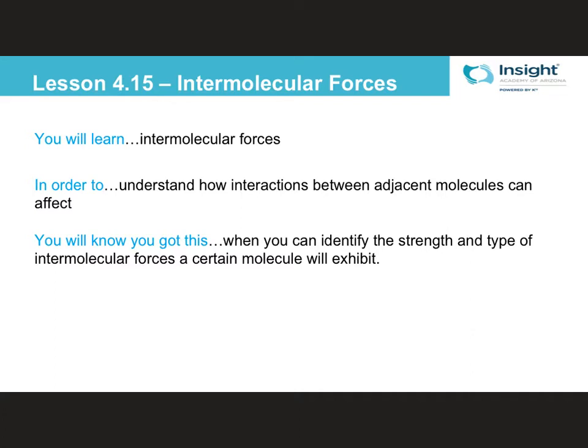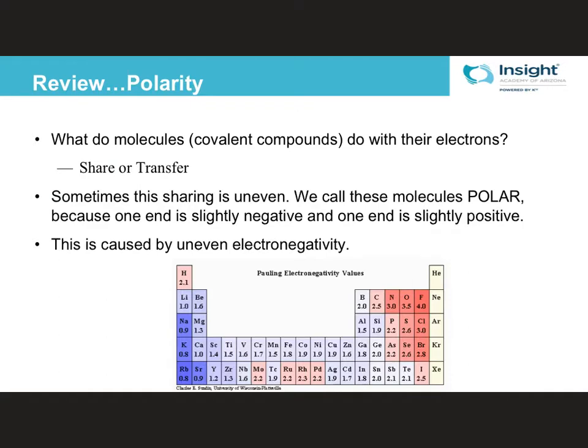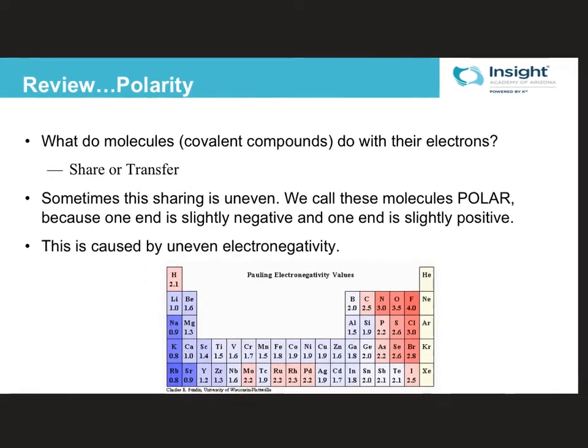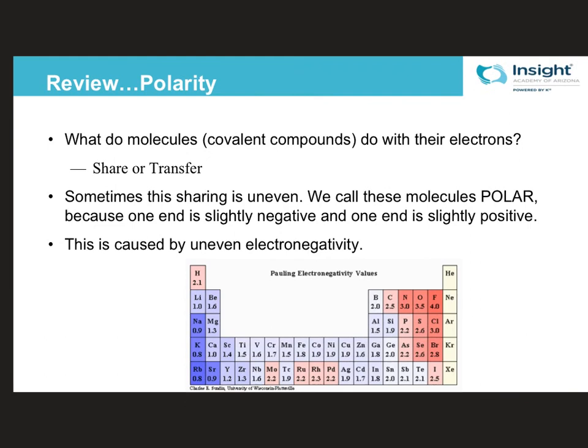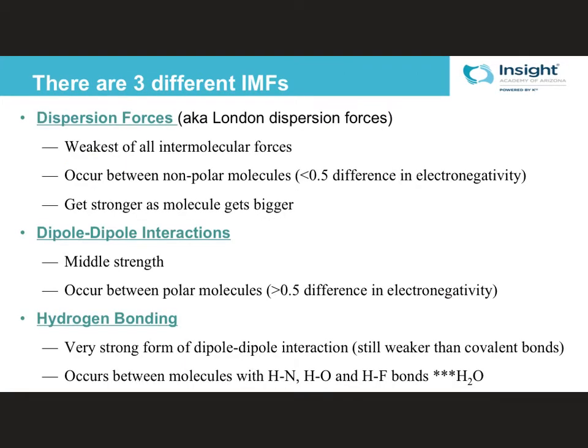By the end of this lesson, you'll be able to talk about the strengths and different types of these and when they apply. Again, covalent compounds share their electrons. Sometimes the sharing is uneven. Polarity, whether you're dealing with a polar molecule or not, will have an impact on the intermolecular forces of neighboring molecules. So there are 3 major intermolecular forces, or IMFs, that you need to be familiar with.